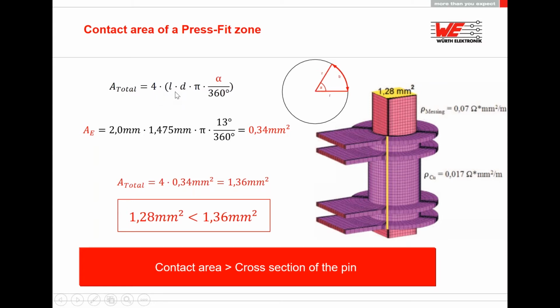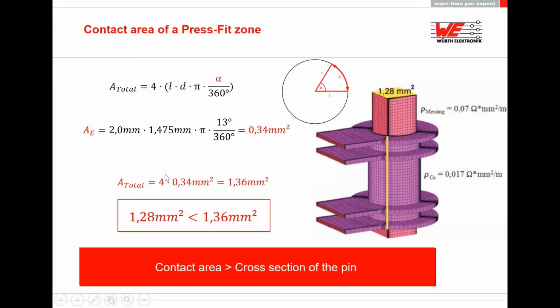So in the brackets, the formula is for this yellow area, but we have 4 corners, so we have to multiply by 4. So if we put the numbers into the formula, 2 millimeter PCB thickness, for example, 1.475 millimeter diameter of the via, P, and the angle of the connecting area, finally we get a result of 0.34 square millimeter for this yellow area.